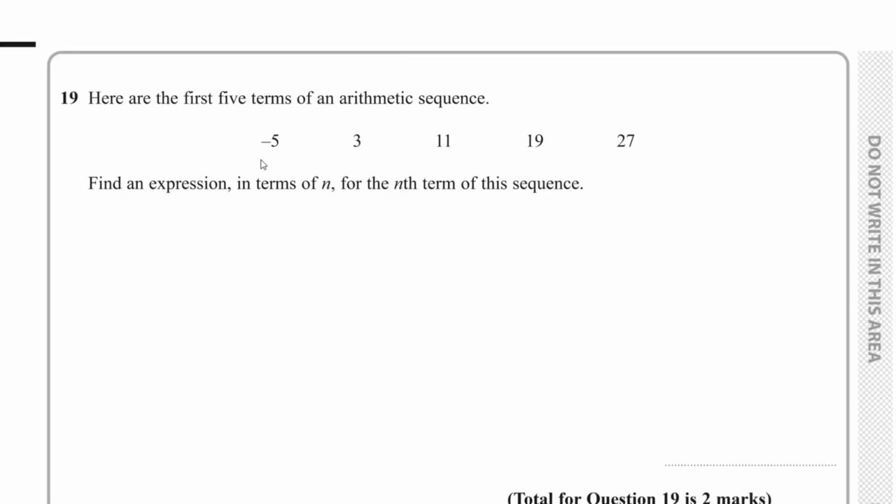Question number 19. Here are the first 5 terms of an arithmetic sequence: minus 5, 3, 11, 19 and 27. We have to find an expression in terms of n for the nth term of this sequence. Well, to find out the nth term, we need to begin by finding out what the difference is between each term. The difference between each term, as you can see, is 8.